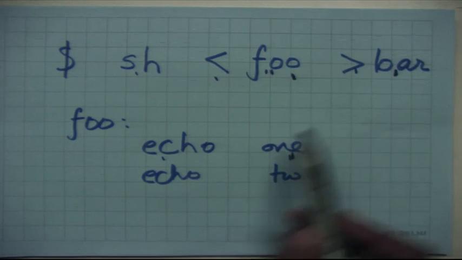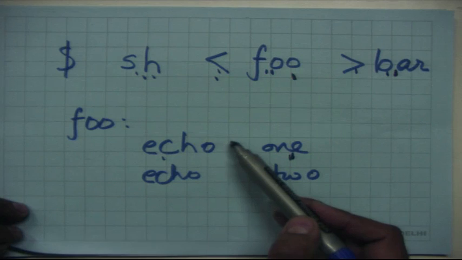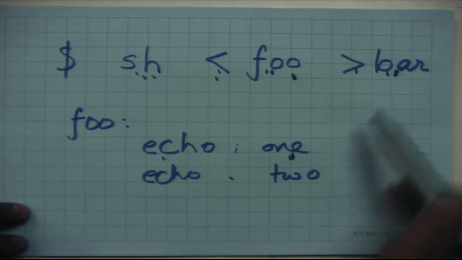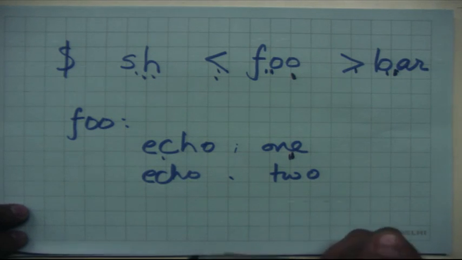Right? So when I say shell sh is less than foo is greater than bar, it basically executes this shell script and prints 1 and 2 on the shell in the file bar. Okay.